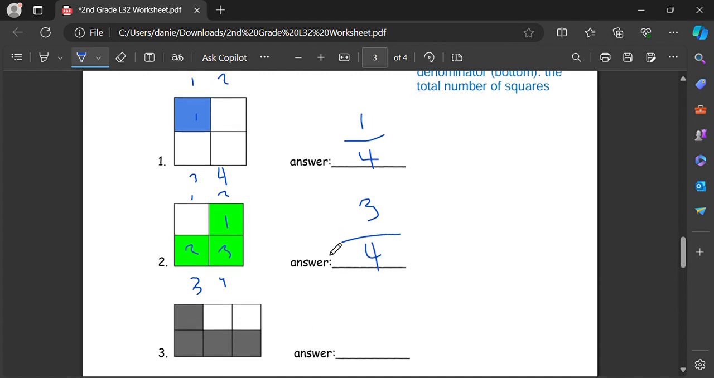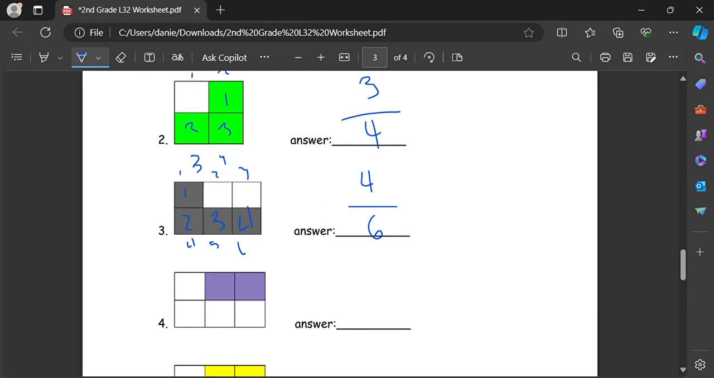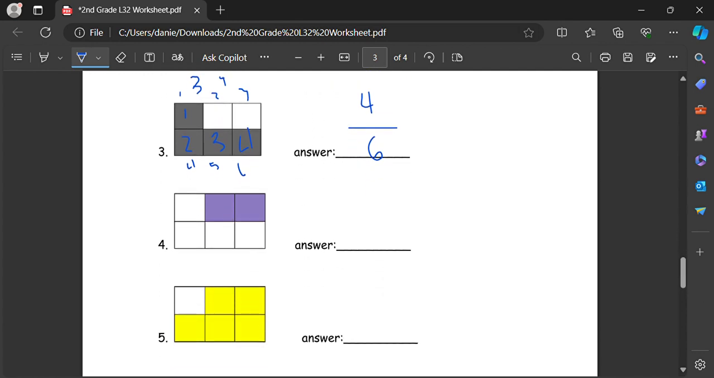Okay, finally, for second to last, we have 1, 2, 3, 4 shaded squares, and we have 1, 2, 3, 4, 5, 6 total squares, so it will be 4 over 6. And for this one, you can divide both 4 and 6 by 2, so therefore this fraction can be simplified to 2 over 3. But both are correct because they equal the same.